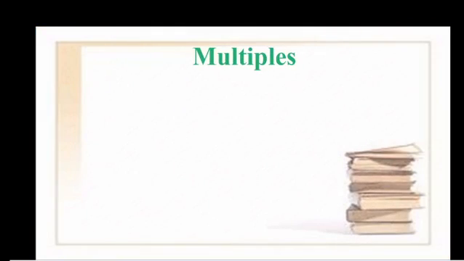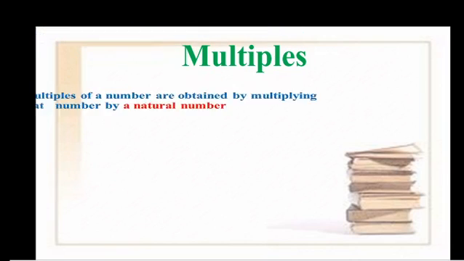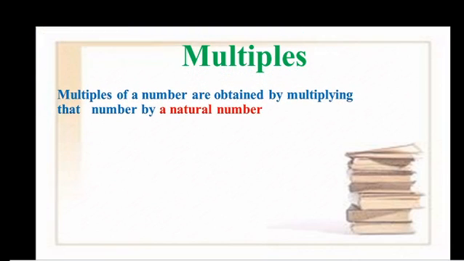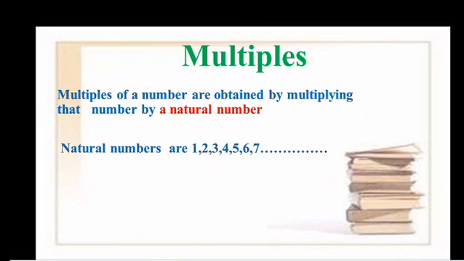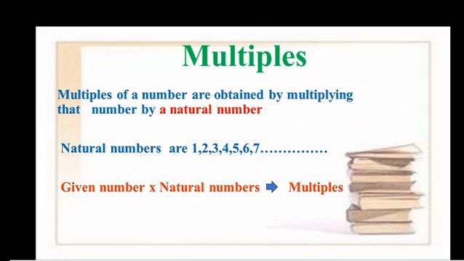Now we are going to learn multiples. What do you mean by multiples? Multiples of a number are obtained by multiplying that number by natural numbers. As you know very well, natural numbers are 1, 2, 3, 4, 5, 6, 7 and so on. We can easily remember: given number into natural numbers will get multiples.